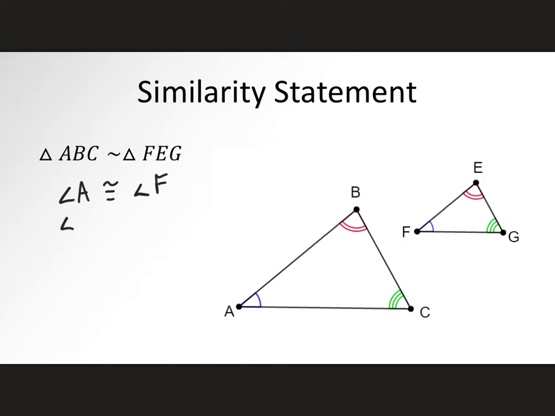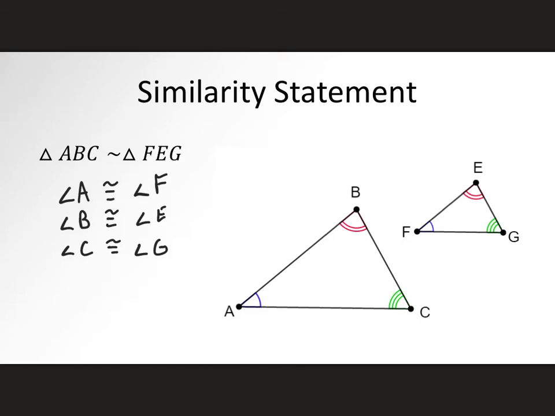Since angle B is mentioned second in the first part of the statement, triangle ABC, and angle E is mentioned second in the statement, triangle FEG, we know that those correspond with each other and are also congruent. And we know that angle C will be congruent to angle G because those are the third mentioned angle in each triangle ABC and triangle FEG. So the order that you write your triangles in your similarity statement has to be the order of the corresponding sides.